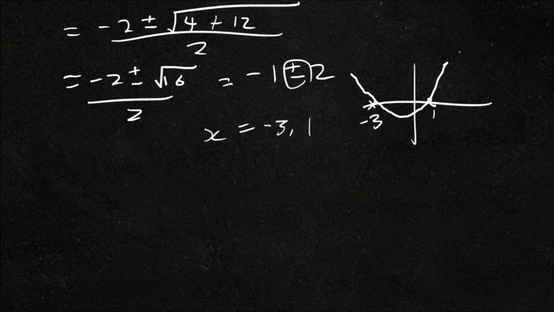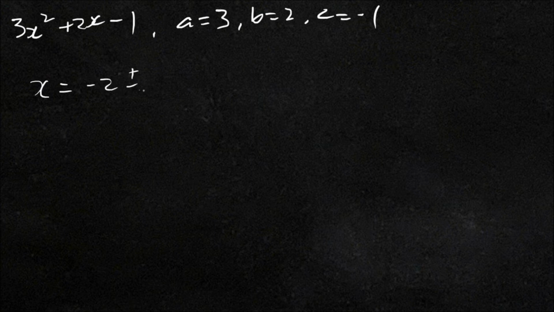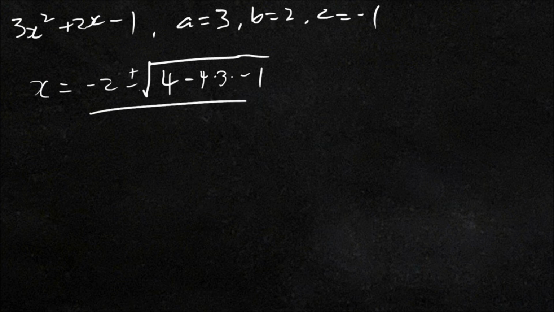And we know it's a parabola because our highest order x term is x squared. We'll look at the equation 3x squared plus 2x minus 1. So here we would have a equals 3, b equals 2, and c equals minus 1. Putting that into our quadratic formula would get x equals minus b, which is minus 2, plus or minus the square root of b squared, which is 4, minus 4 times a, which is 3, times c, which is minus 1, and divided by 2a, which is 6.